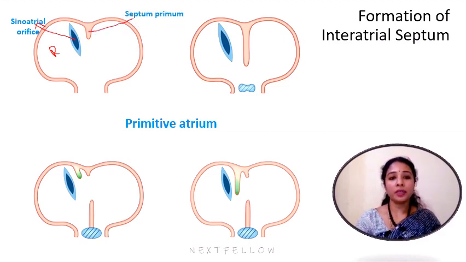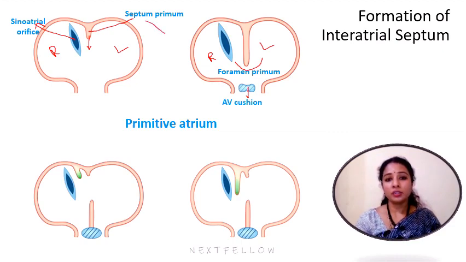Here is the septum primum. This is the right and this is the left atrium. Septum primum grows down towards the AV cushion. This is the AV cushion. So this communication is called foramen primum. Between the right and left atria, the initial communication is separated by the initial septum, which is called septum primum. So this is the septum primum, and this communication is called foramen primum.